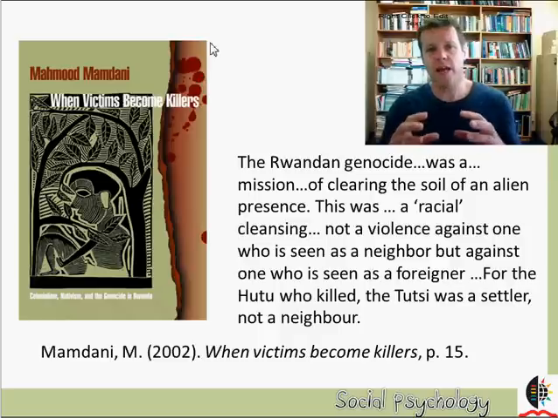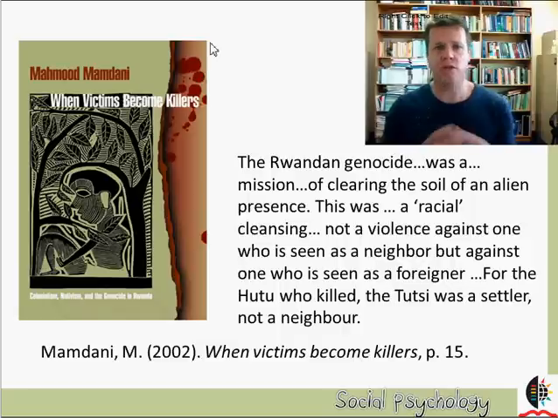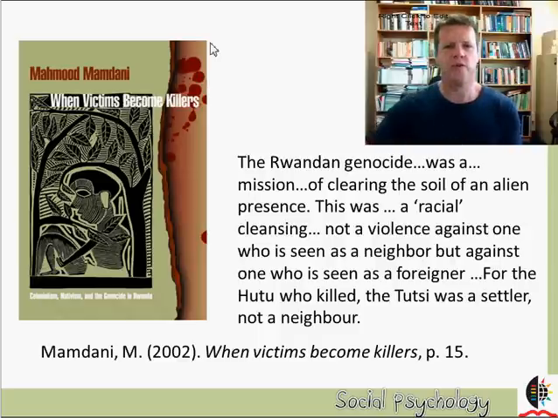We can only understand that genocide, according to Mamdani, if we understand the history of the relationships between Hutus and Tutsis in the context of colonialism. The Belgian colonists advantaged the Tutsis. They treated the Tutsis as somehow a superior race, a superior group of people. The Tutsis did well under colonialism. They had jobs in government, in the civil service, etc. And the Hutus were viewed as some lower group of people.